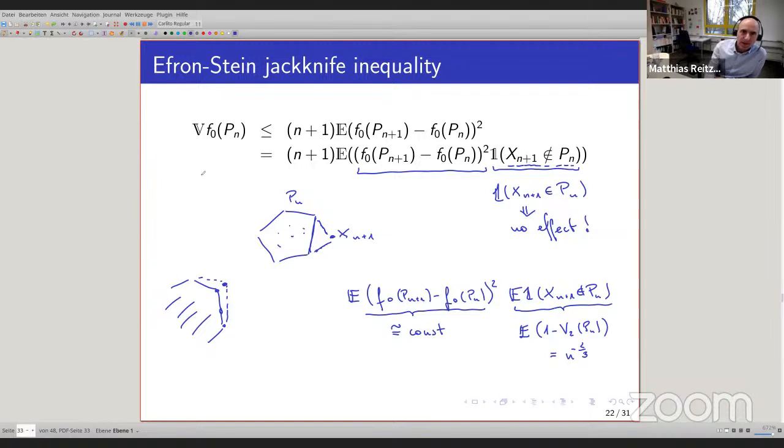And so what we obtain is that the variance of the number of vertices of P_n is bounded by a constant times n times n to the power minus 2 over 3, which is a constant times n to the power 1 over 3. This is the outcome. I was cheating here because these two things are not independent, and I didn't show you why this is constant, but it is the outcome of some integration formula.